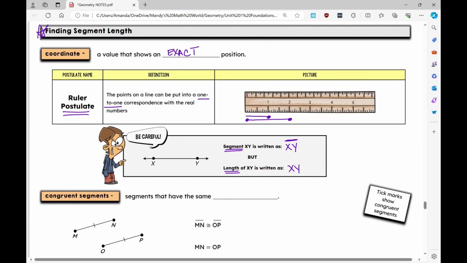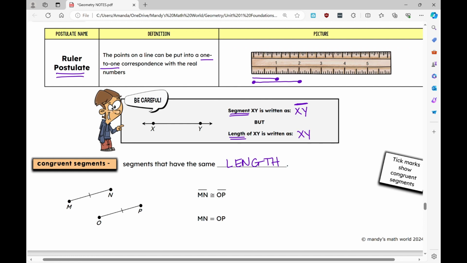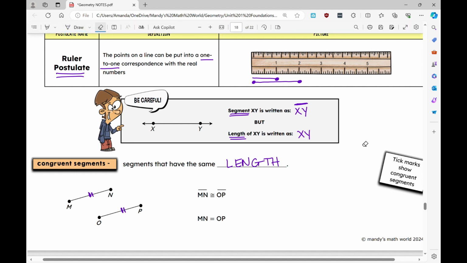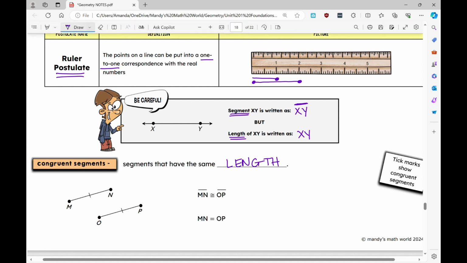Congruent segments are segments that have the same length. So over here, I have segment MN and segment OP, and I have 1 tick mark on each of them. That tells me that those 2 segments are congruent. If they're congruent, they have the same length. If this had 2 tick marks and this had 2 tick marks, they would be congruent. If one of them had 2 tick marks and the other one had 1 tick mark, they would not be congruent. But they each have the same number of tick marks, therefore they are congruent.